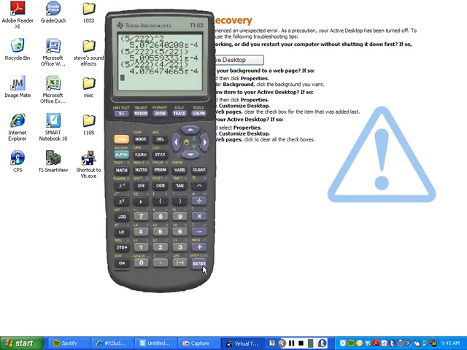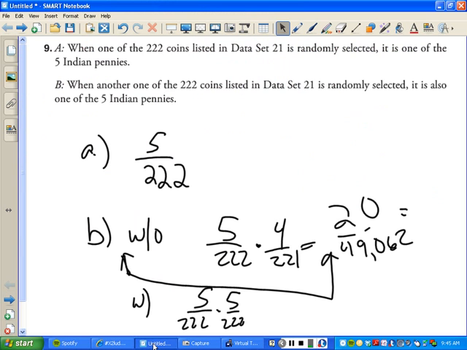A question about the way it's worded. It says it is one of the 5 Indian pennies, so I guess I missed the part. No, your question is, when one of the 222 coins listed in the data set is selected, it is one of the 5 Indian pennies. So there's 5 pennies. What's the probability we select one of those 5 pennies? A lot of people, when they read that, put 1 out of 5.